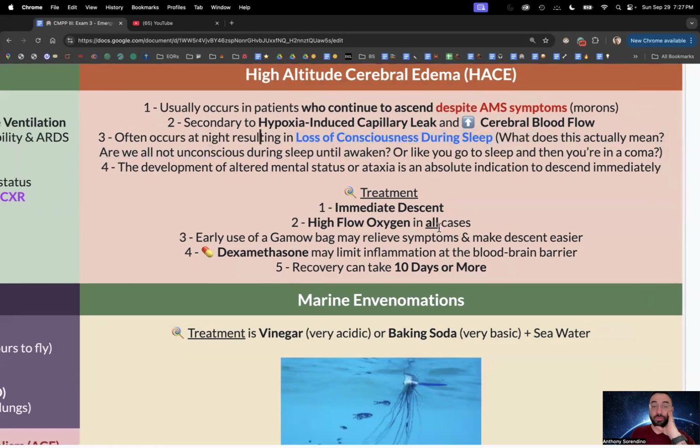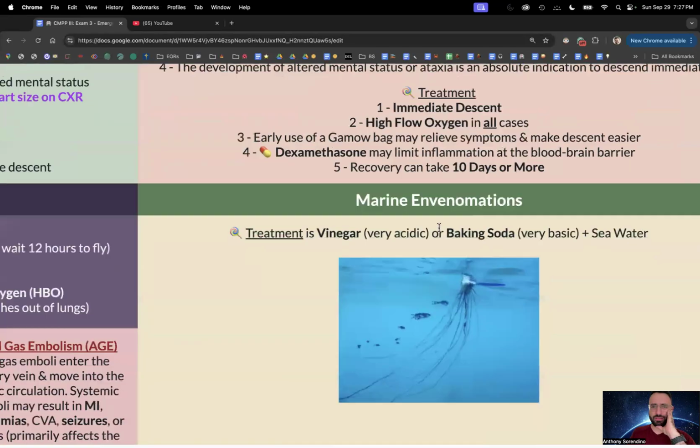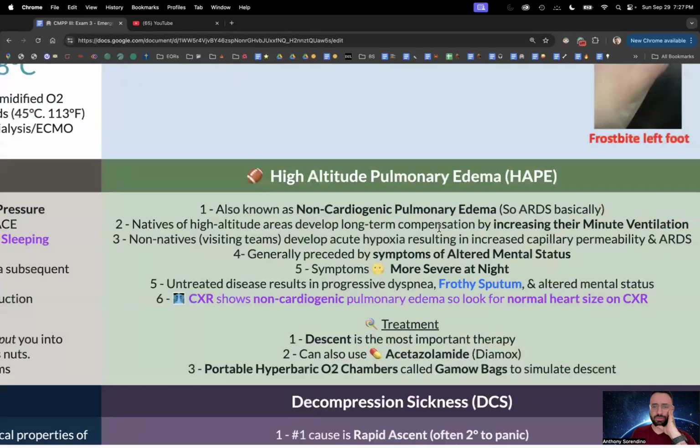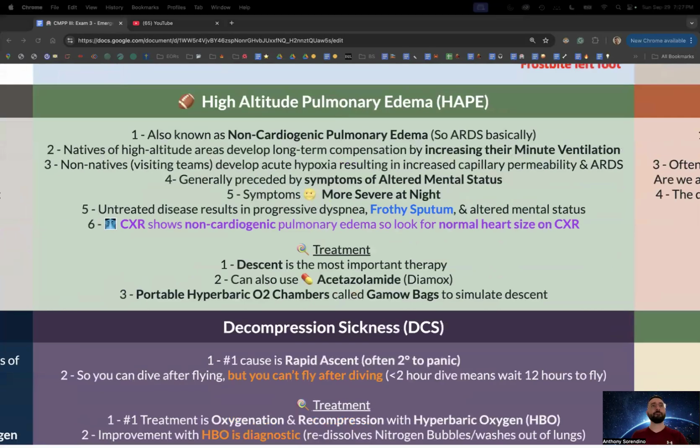Whatever. Immediate descent, or you can use these bags. I forget the name of it. Oh, a Gamow bag. It's like a portable hyperbaric chamber that you can bring up. That's crazy. How does that work?